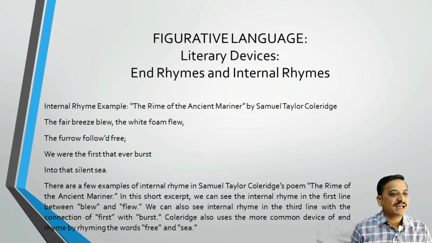In these lines, we have a few examples of internal rhyme. In the short excerpt, we can see the internal rhyme in the first line, "blew" and "flew." We can also see internal rhyme in the third line, on the connection of "first" and "burst." Coleridge also uses the more common device of end rhyme by rhyming the words "free" and "sea."